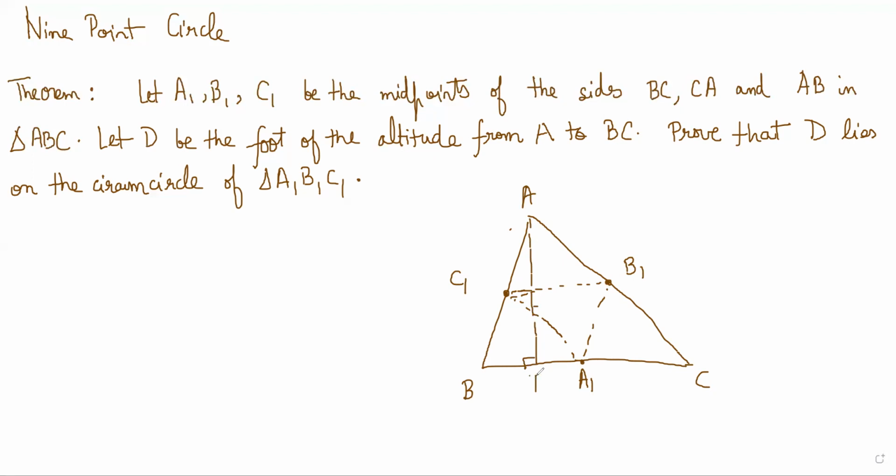D is the foot of the altitude. You have to prove that D lies on the circumcircle. Something like this is my circumcircle. You have to prove that D lies on that circumcircle of triangle A1, B1, C1, the small circumcircle, this one. Try to prove it. We have proved earlier questions like this where one point lies on the circumcircle, so a similar idea, try to think of it.